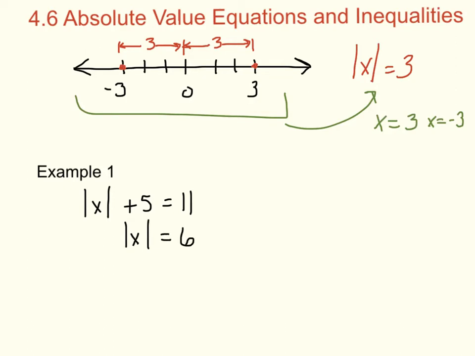But then the absolute value of what number gives you 6? Well, it could be 6. It could also be negative 6. If we plug in and check both of those values, the absolute value of 6 is 6, plus 5 is 11, and the absolute value of negative 6 is 6, plus 5, which is 11. So it would work either way.